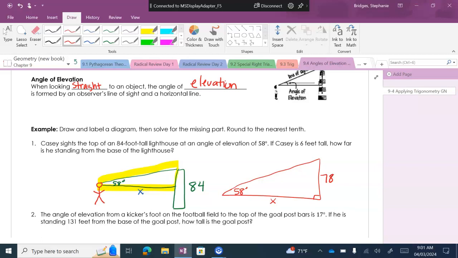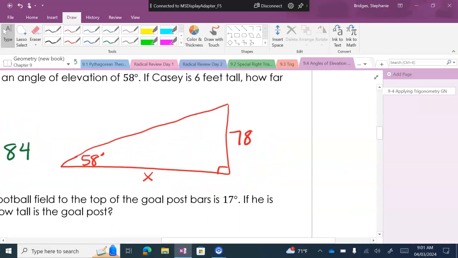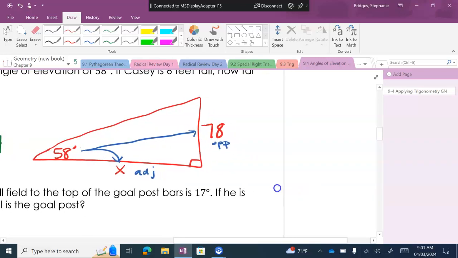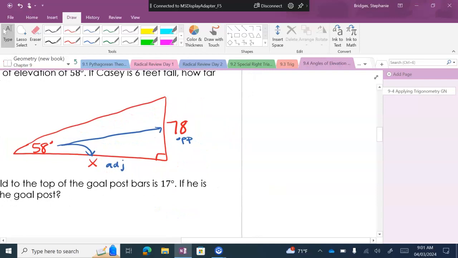Okay, quick question. In my red triangle, do I have the hypotenuse labeled? No. Okay. So in reference to my 58 degrees, where is 78? Opposite. And where is X? Adjacent. Okay. So based off of SOHCAHTOA, which ratio am I going to use? Sine, cosine, or tangent? Which one? Tangent. Okay.